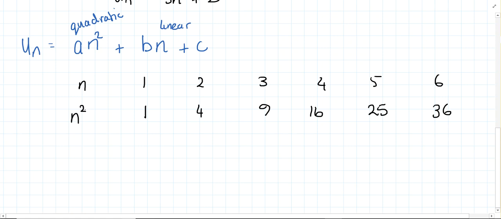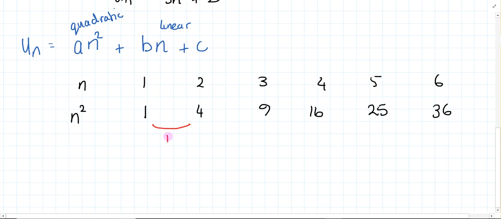Make sense? Yes. 1 squared is 1, 2 squared is 4, and so on. That's the most basic quadratic sequence we've got. So what we're going to do is look at that. If we try and do how does it go up by, what do you notice?